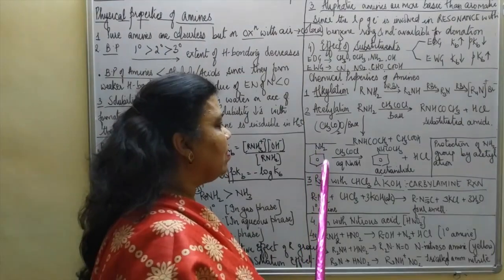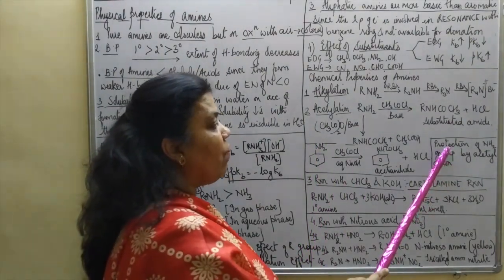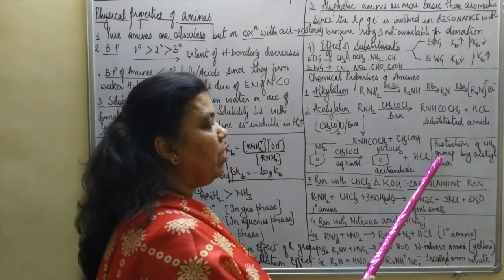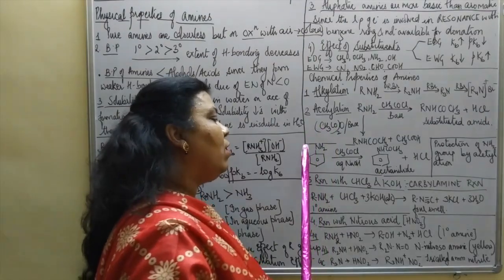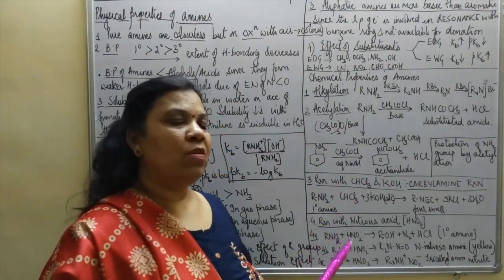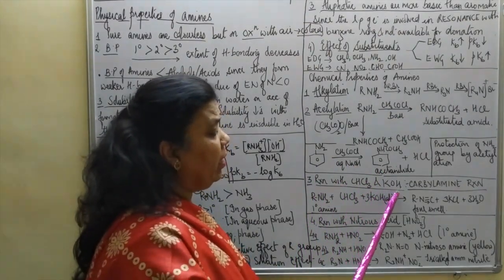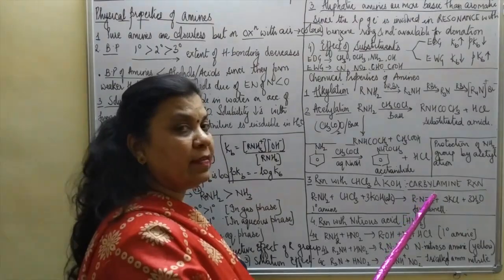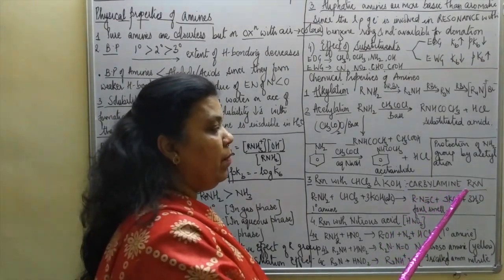So when we will discuss aniline, we will discuss a very important question, that why do we need to protect the amino group of aniline by acetylation? So here we will discuss the answer to this question in the next topic. Reaction with chloroform and KOH. This we have already discussed in the name reaction video lecture. This is called carbylamine reaction.